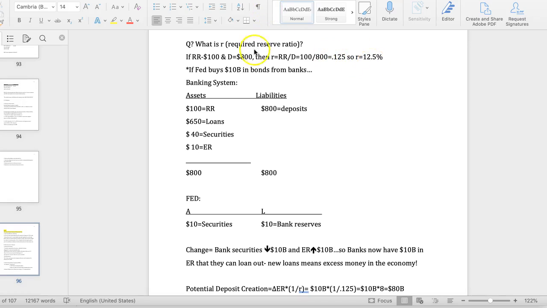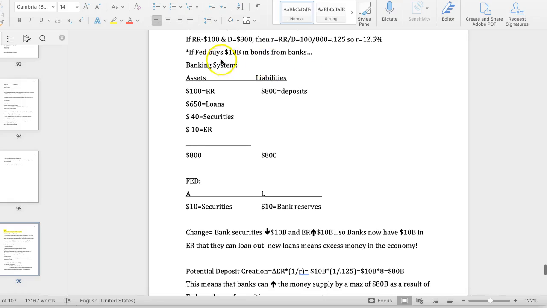This equation is one that you're going to want to know. Required reserves over deposits equals the required reserve ratio. As long as you know any two of these numbers, you just fill in what you know and solve for what you don't know. We did not know what the required reserve ratio was, but we did know required reserves and deposits: 1 over 8, 12.5%, is the required reserve ratio.